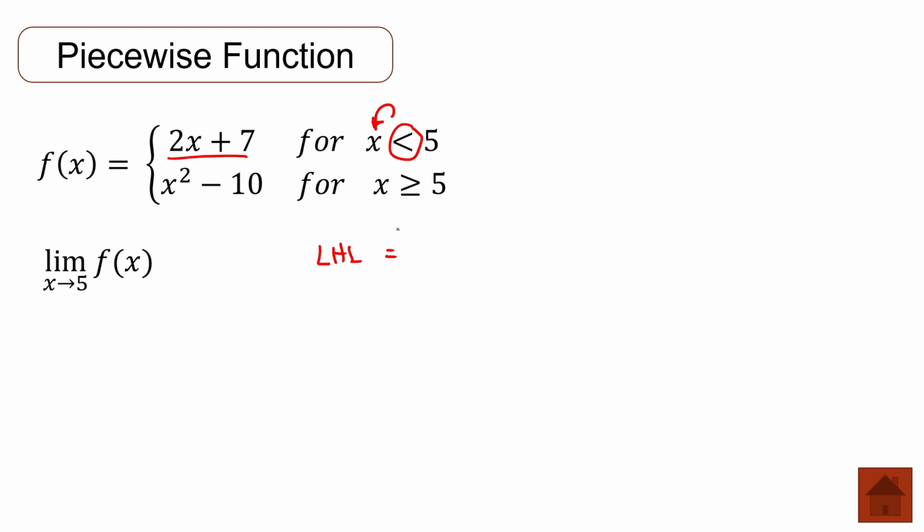We will use this 2x plus 7. So that's 2 times 5 plus 7, which is equal to 17. 2 times 5 is 10 plus 7 is 17. Now let's look at the right hand limit.